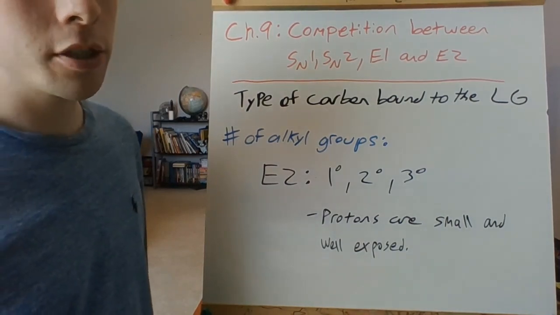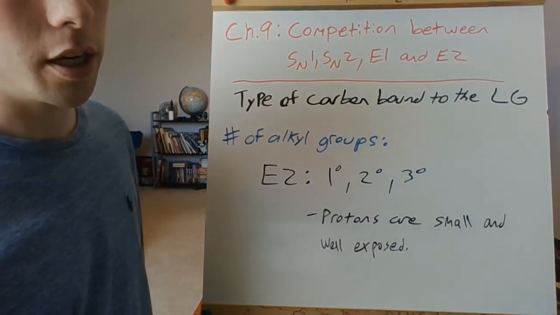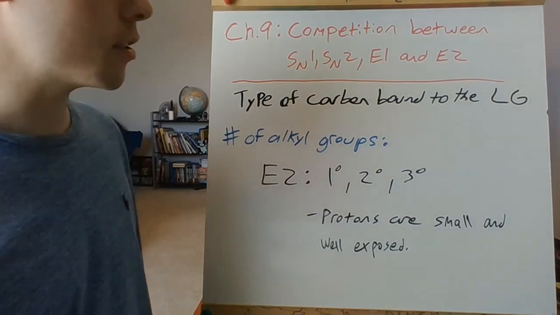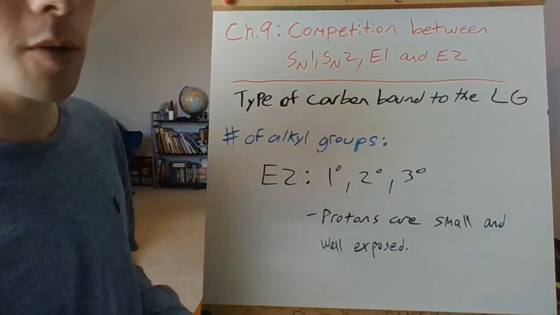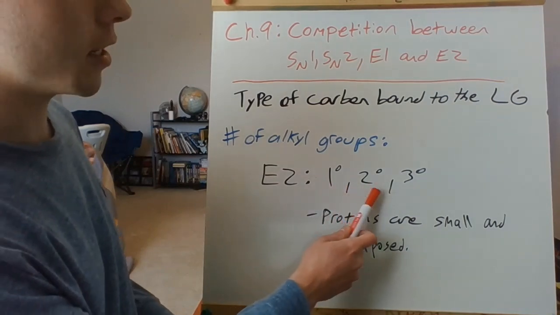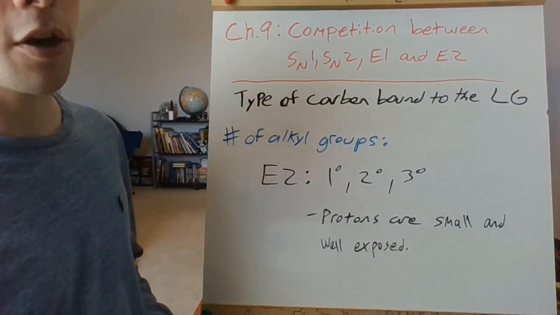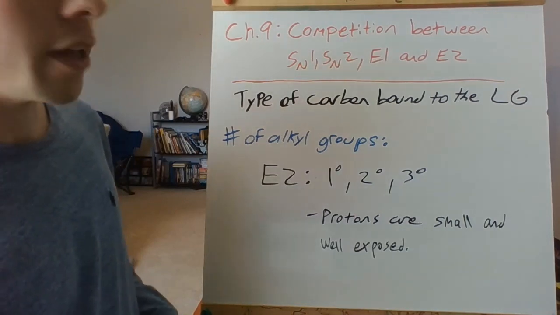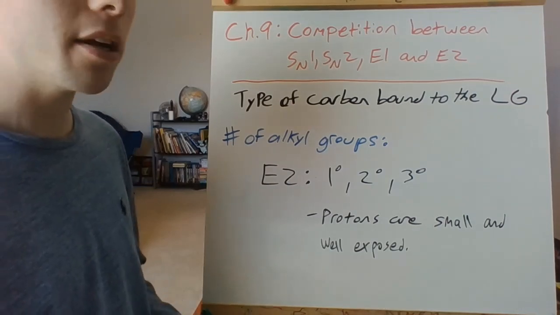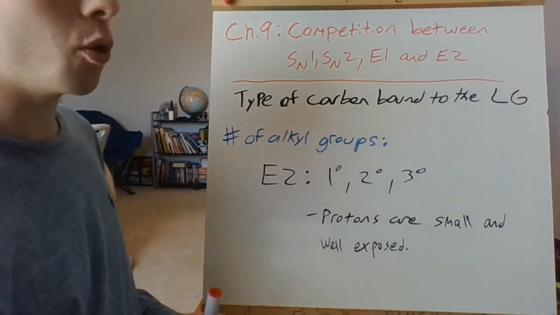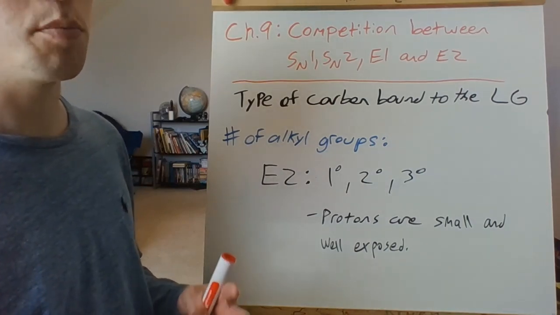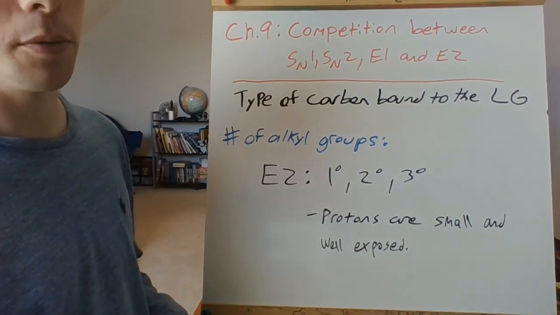Alright, so SN2 reactions cannot occur with tertiary carbons containing the leaving group. SN1 and E1 reactions cannot work with primary carbons containing the leaving group, but E2 reactions can work with primary, secondary, or tertiary carbons that are containing the leaving group. And this is because in an E2 reaction, we're simply just pulling off a proton from the beta carbon, and protons are small and well exposed, and so we're able to access them no matter how much bulk is around the carbon containing the leaving group.